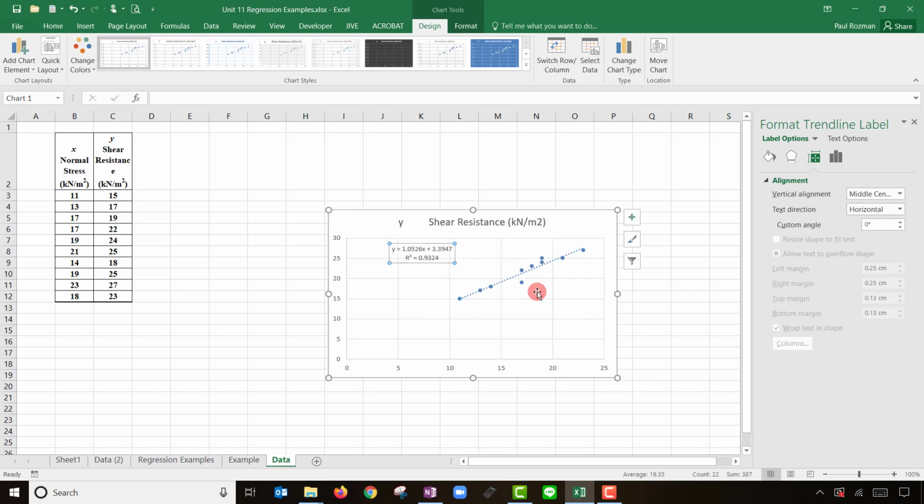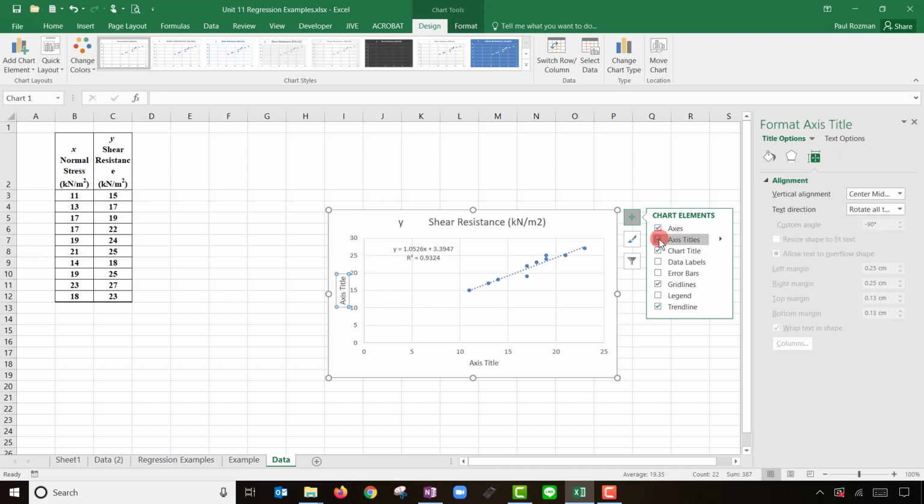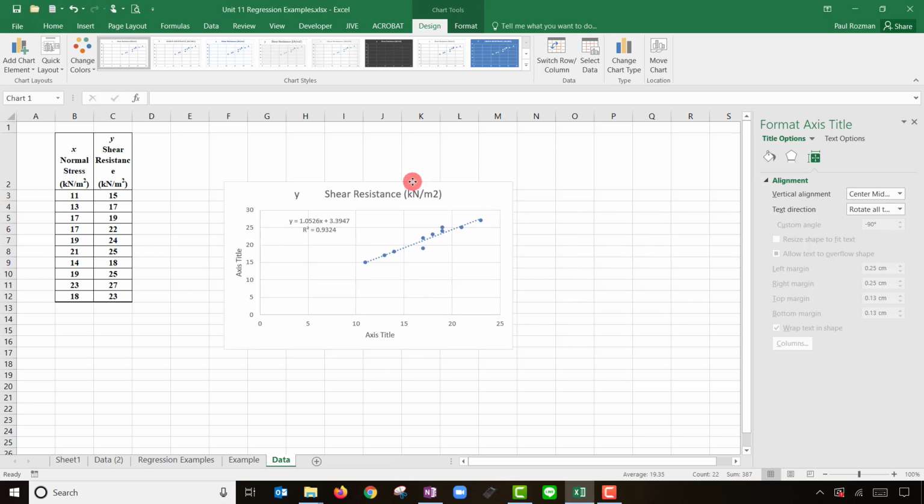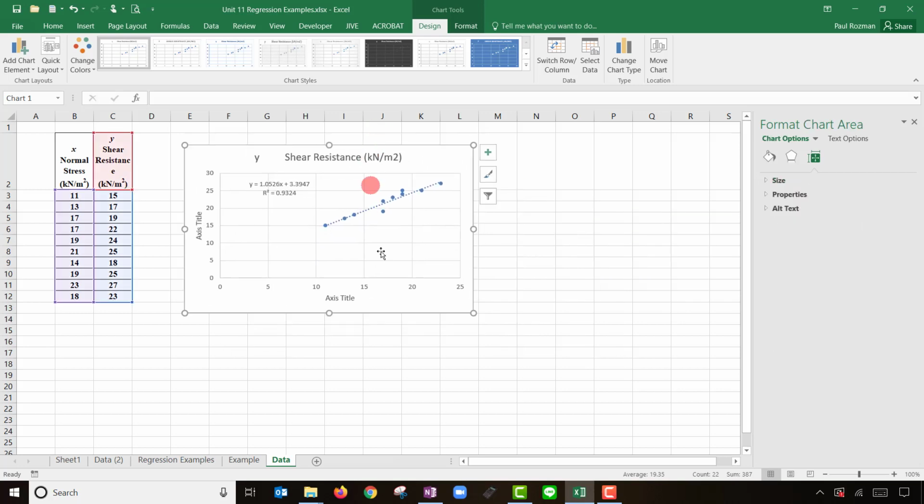So that's quickly how you make one of these things. Certainly, you'd probably want to add axis titles, and then label this thing all nicely. Give it a nice title. So that's how quick and easy it is just to get the rough chart.